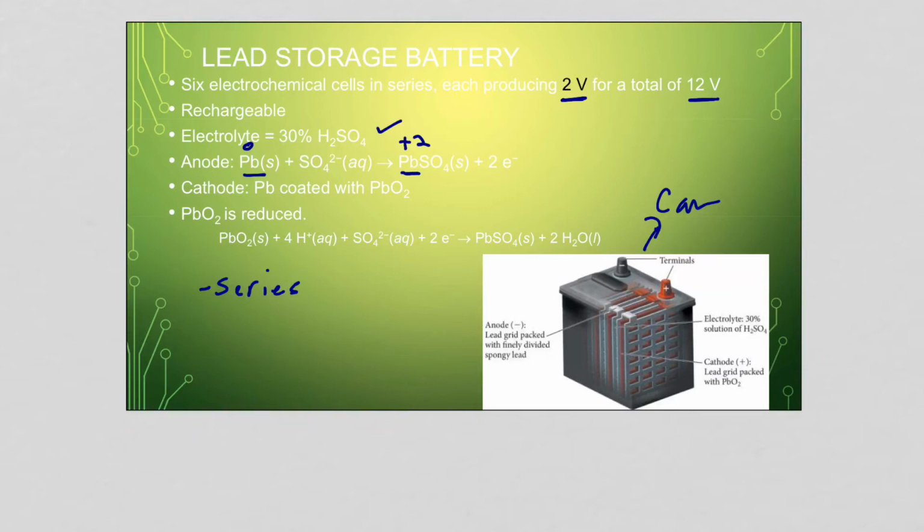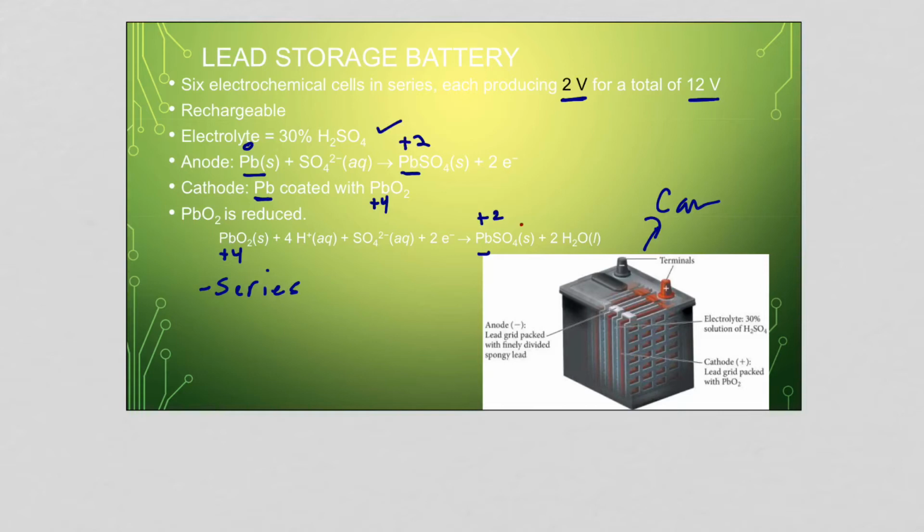Your cathode is also lead. So this is one of the interesting effects of this battery, that both the anode and the cathode are lead, and that lead is coated with lead oxide. Now, if we look closely, this lead oxide would be a +4 oxidation state. So at the cathode, what happens is this lead oxide is reduced down to lead +2 in the form of lead sulfate.